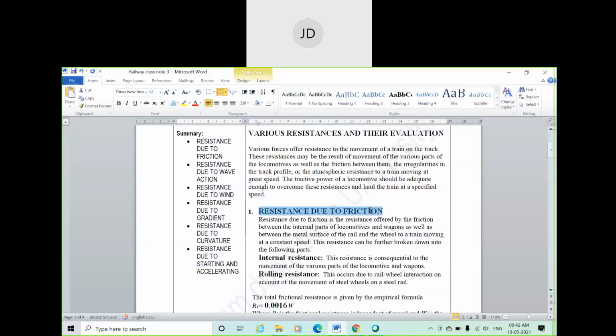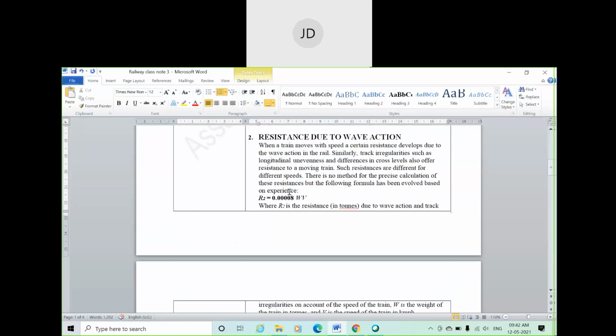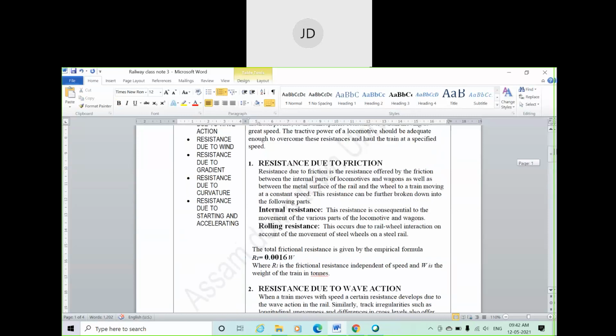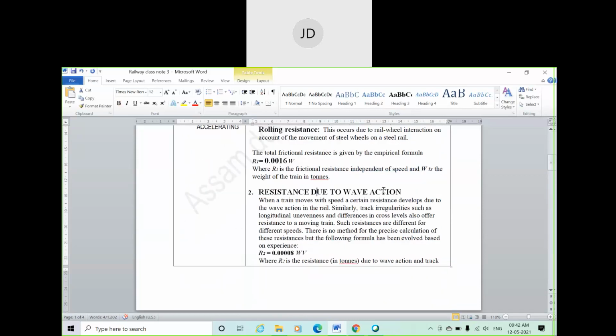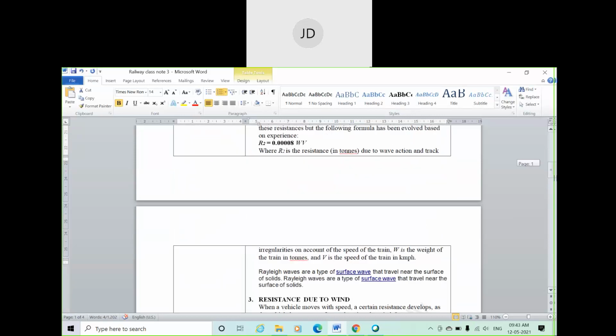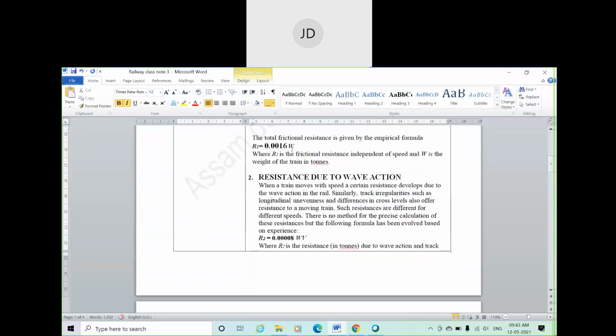Resistance due to friction does not depend on the speed of the train. But the resistance due to wave action depends on the speed of the train. Here, even in the empirical formula, you can see V is there. But here V is not there. It is independent of the speed of the train. These things you have to remember.